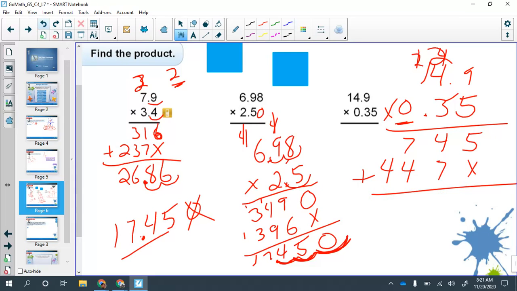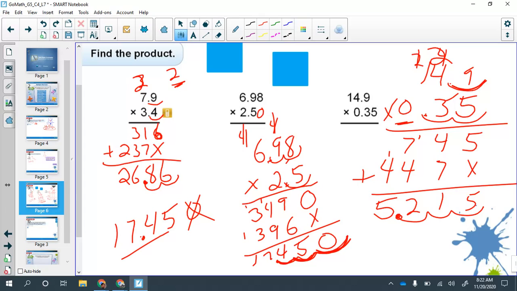Now we're going to add 5 plus nothing is 5. 7 plus 4 is 11. 7 plus 4 plus 1 is 12. And 4 plus 1 is 5. I come back up here. I have 1 decimal place in my top number, and I have 2 decimal places in my bottom number. So I need to move it back in 1, 2, and 3 places.